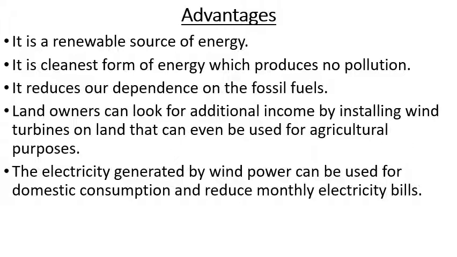Next, landowners can look for additional income by installing wind turbines on land that can even be used for agricultural purposes. So if the land is already being used for agricultural purposes, landowners can install these windmills in the middle, and they can get additional income. Additional income is the keyword here, by installing wind turbines in between in the agricultural land.